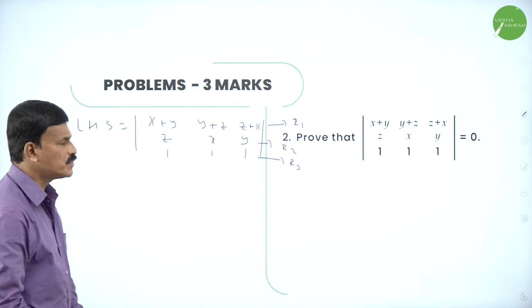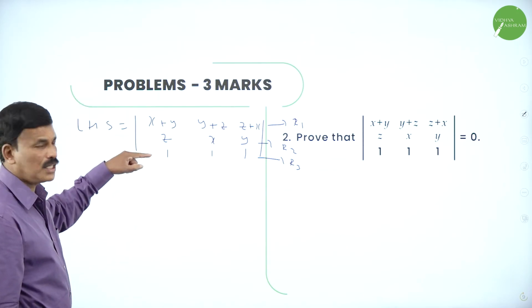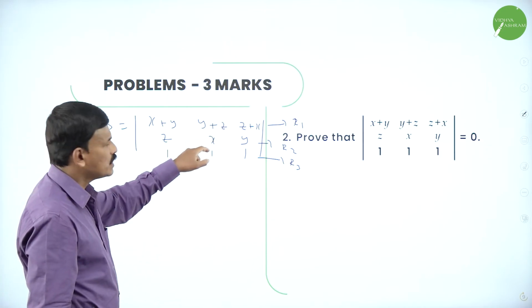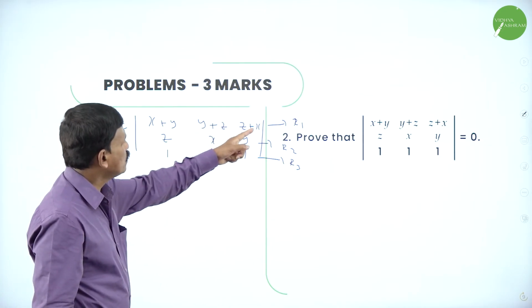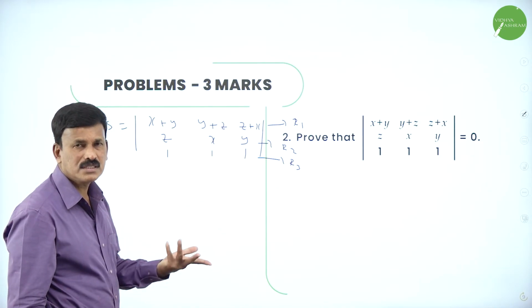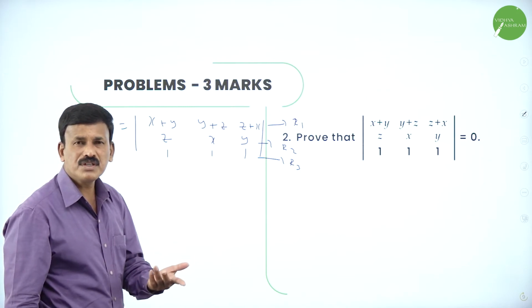Now see here, observe carefully. If you add these two elements, x plus y plus z, you will get x plus y plus z. y plus z plus x, you will get x plus y plus z. z plus x plus y, you will get x plus y plus z. So you can remove x plus y plus z as a common factor. Then easily you can verify.